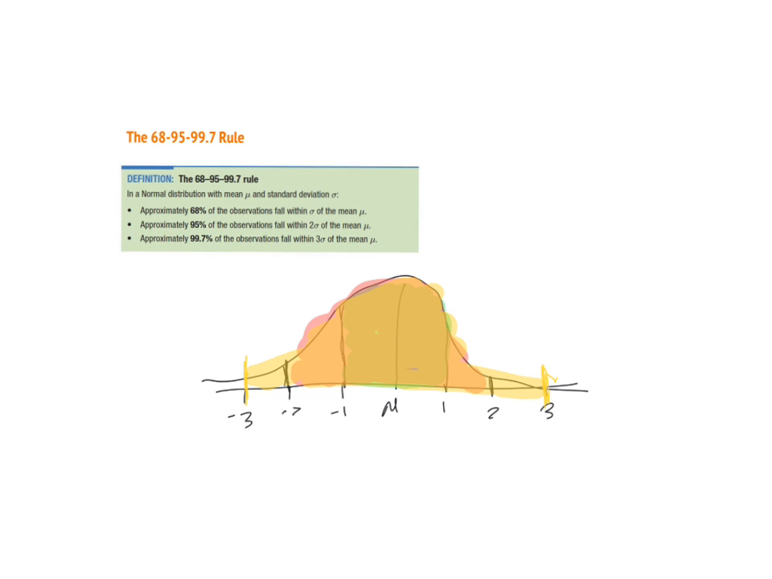But that's this rule. So within one standard deviation, it's 68% of the data. Within 2 standard deviations, it's 95% of the data. And within 3 standard deviations, we're looking at 99.7% of the data. Okay, let's look at a really handy tool at times.